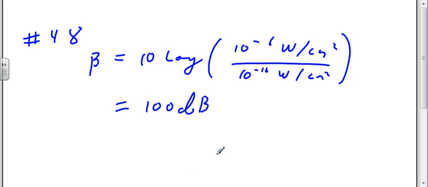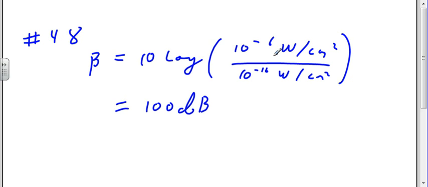Now is that power or is that voltage? We're dealing with power because it's 10 log and not 20 log. If it was voltage, the dB would be 20 log, whatever I have divided by whatever I have. Plus I have W's here for watts, which is a key giveaway for power as well.